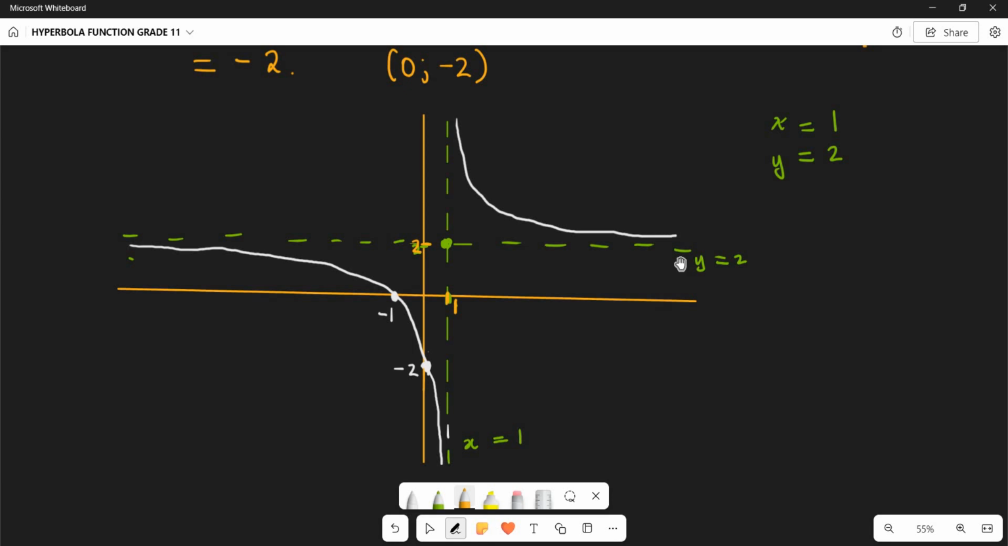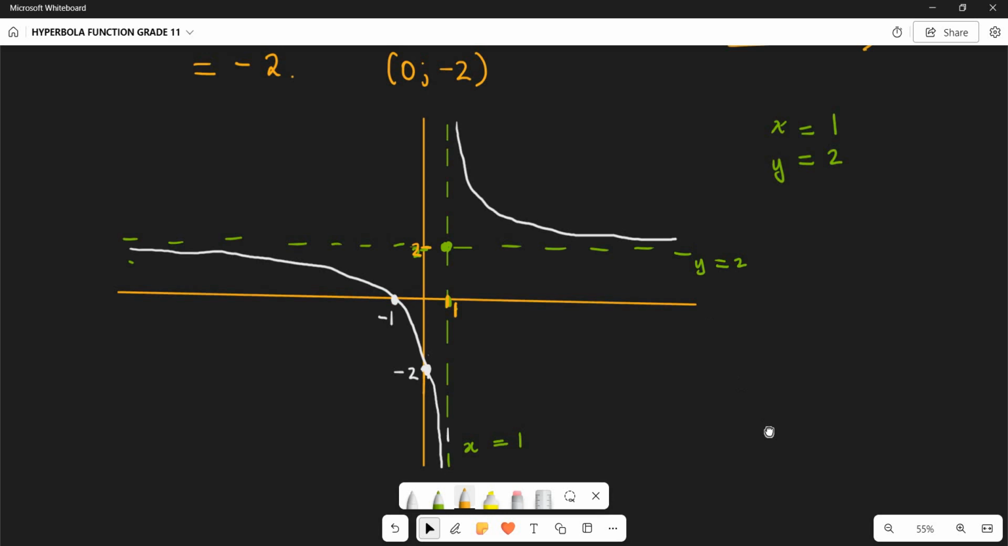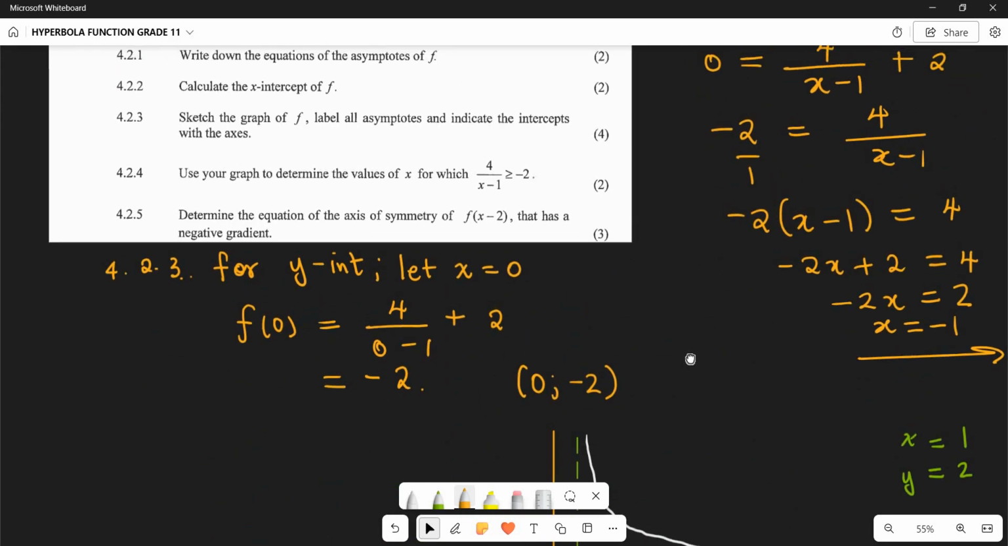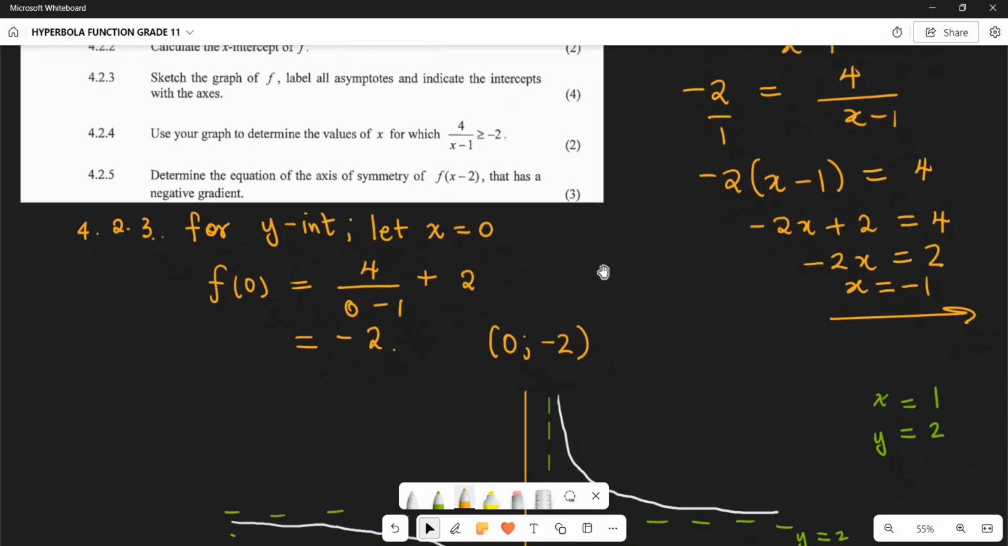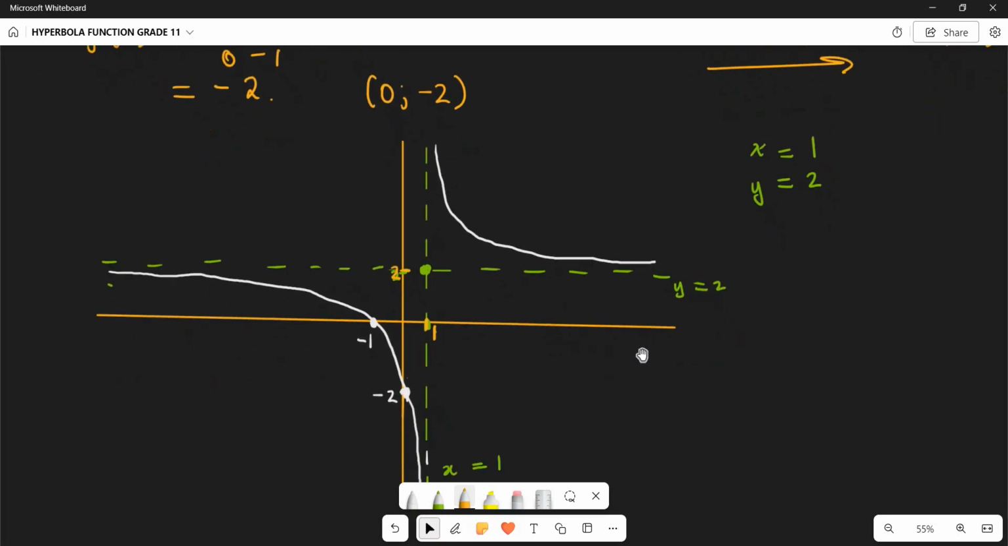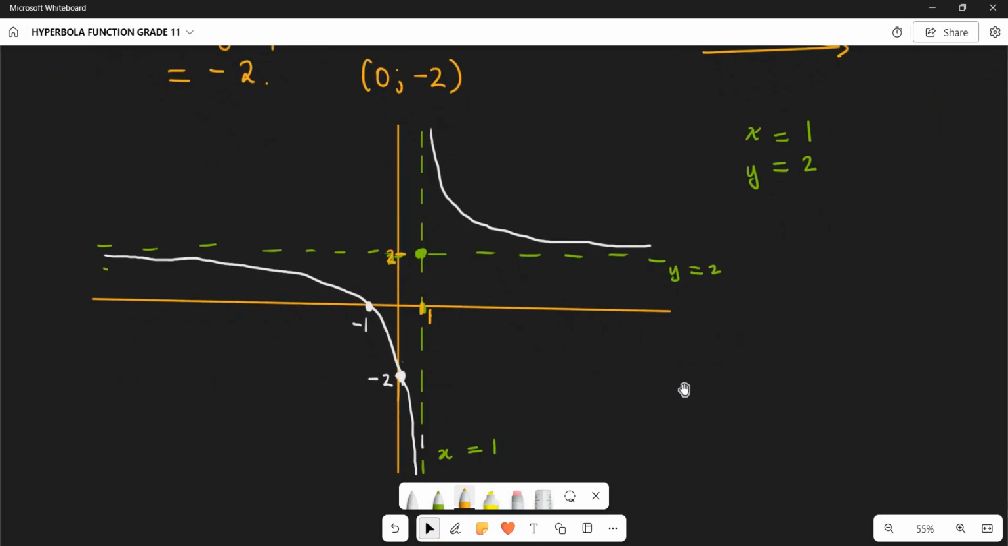Remember what they said we must indicate. We must label all asymptotes and indicate the intercepts with the axes. They never specified which intercept, but they said intercepts, so that means you must consider all of them. All right. Then that's our graph.